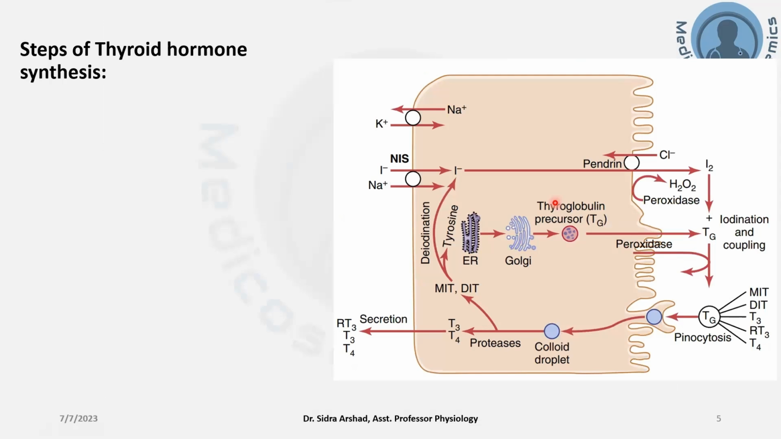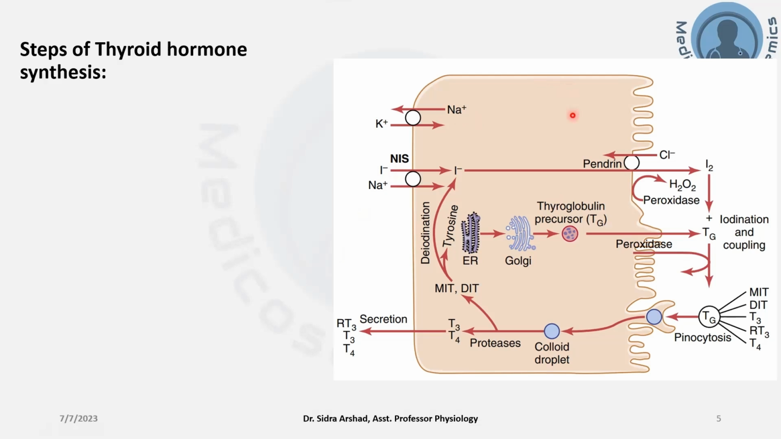Now this is very important. One of the most important, frequently asked questions is the steps of thyroid hormone synthesis. So you have to remember these steps, and you have to remember them in a proper sequence. Most of you know the association of thyroid hormones with iodine. Iodine is required for the synthesis of thyroid hormones. This is one of the main compounds required for the synthesis of thyroid hormones.